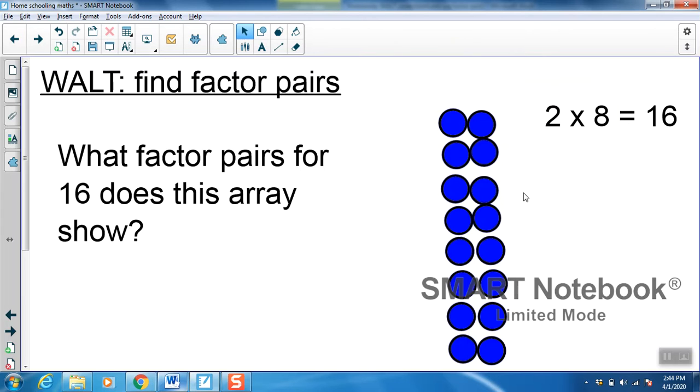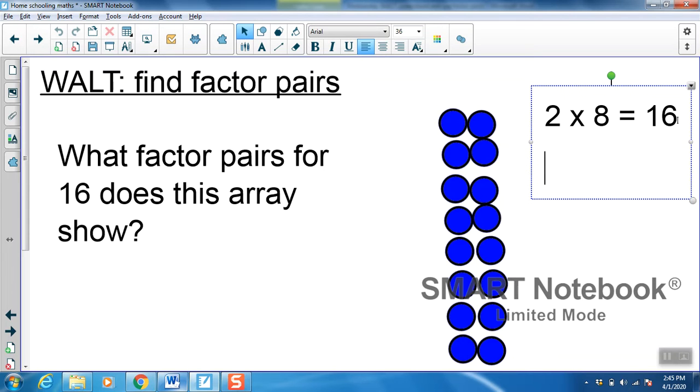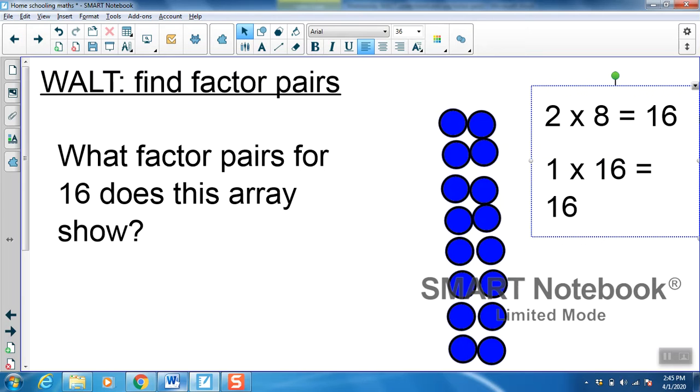Now I wonder if I can rearrange these to make any different ones for 16, because I know that there's more than one factor pair for 16. Now, yesterday I said that there's always a golden rule. You can always do number 1 by the entire number. So in this case, the entire number is 16. So that's another factor pair. 1 times 16 is 16.